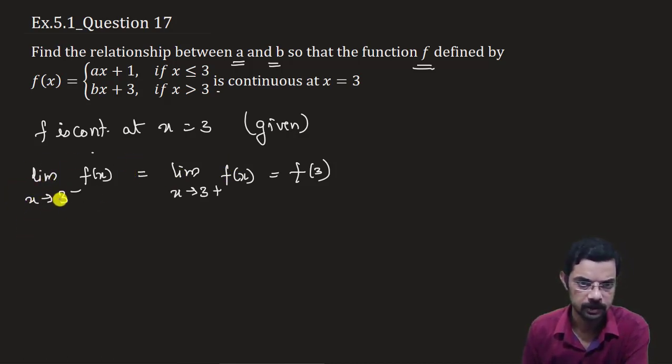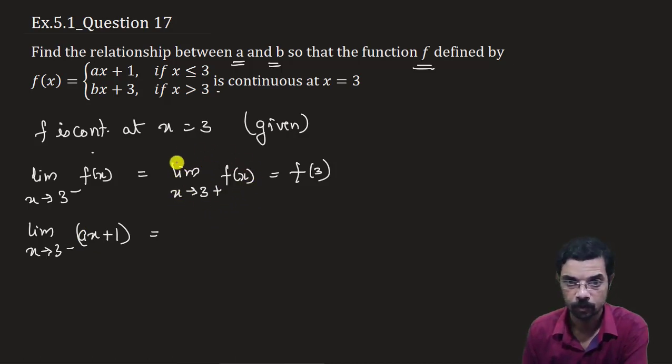So limit x tends to 3 minus, what is f of x? f of x in that case will be equal to ax plus 1, right? Now what is limit x tends to 3 plus, that is from the positive side, f of x? That is this one, bx plus 3. From the positive side x is defined as bx plus 3.